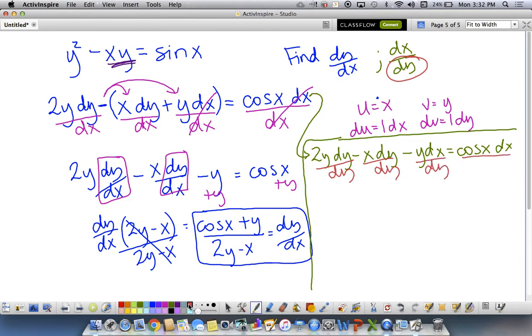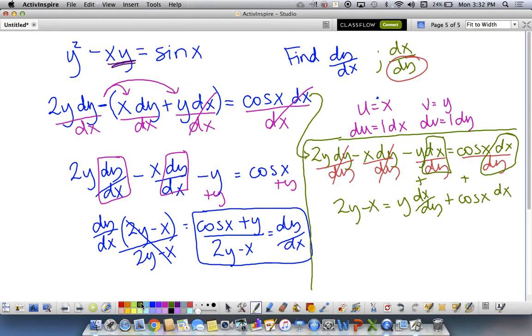Dy. Okay? Cancel, cancel, and then I have to do some rearranging. I'm going to have a dx/dy here and a dx/dy here, so I'm going to go ahead and add this to both sides. So now I have 2y minus x equals y dx/dy plus cosine x dx/dy.